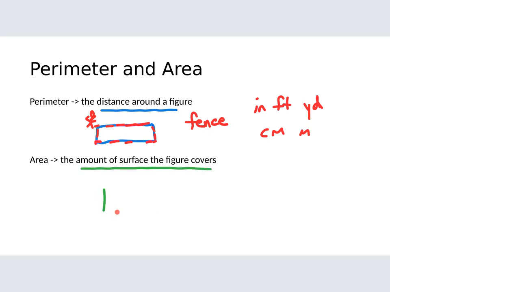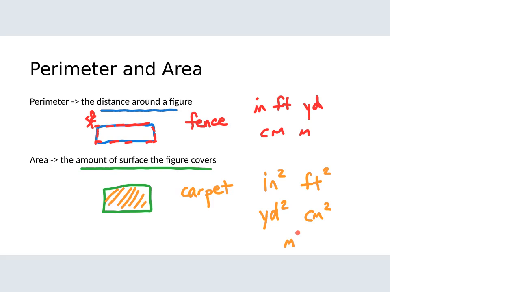So we can stick with the rectangle here and how much surface it covers. Instead of thinking of this in terms of the outside edge, we're thinking about what it would cover up. And so a great thing to think about here is carpet. If you were going to put a carpet on something, that's how we're seeing the area of something. The units we would have here would be a little different. We would have square inches, square feet, square yards, square centimeters, square meters.